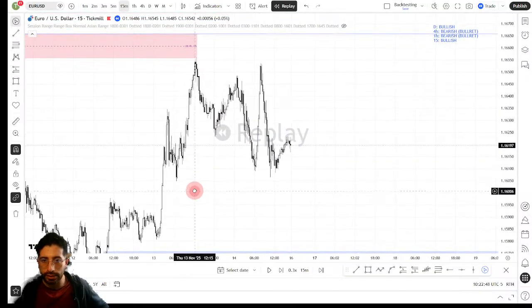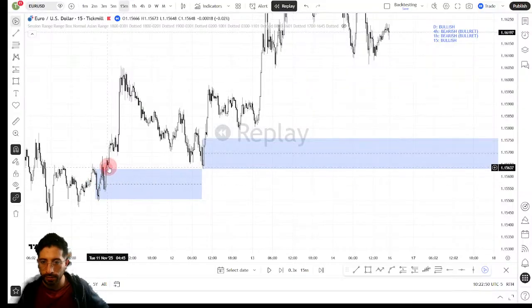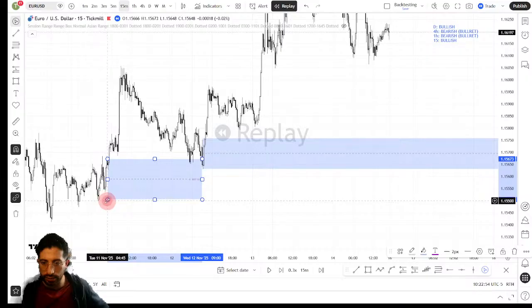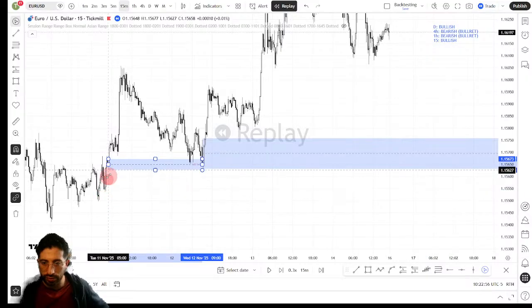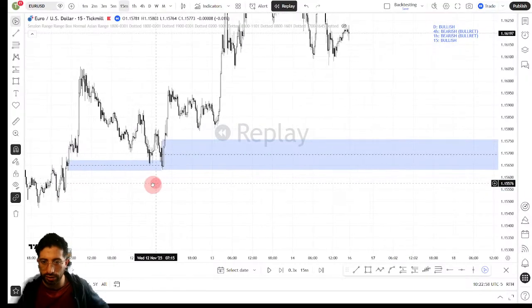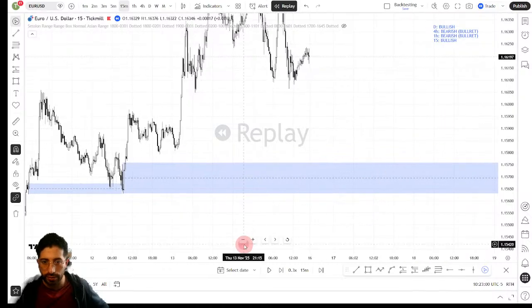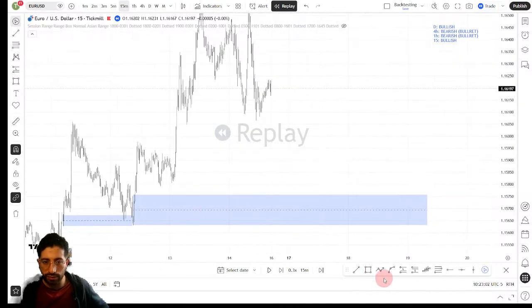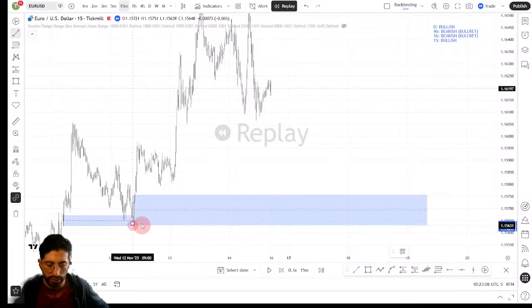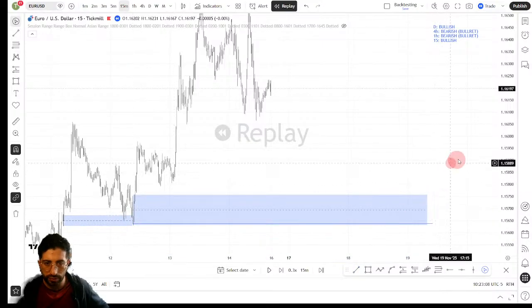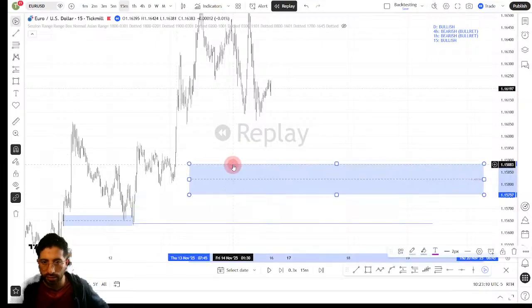Well, as you can see right here, this zone that we marked as the 1 hour potential range is actually the 15 minutes range. So in 15 minutes we are bullish. This is the 15-minute range beginning, right?